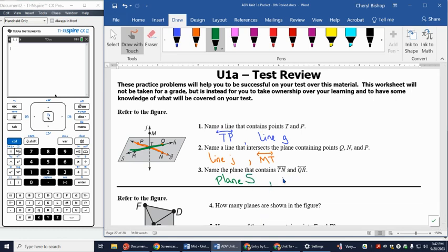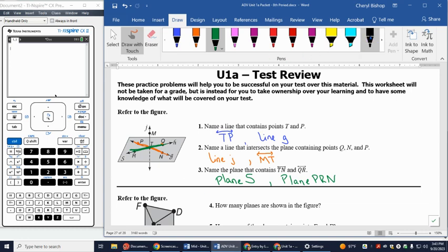If I want to use points to name it, I have to use plane, and then I have to pick 3 points that are not on the same line. So I can't say PTN, because those are all on the same line. I can't say QTR, because those are all on the same line. So I can say PRN, that would be fine. Even though P and N are on the same line, since R isn't, that's what gives me my 3-dimensional shape, is that one that's not on that line.